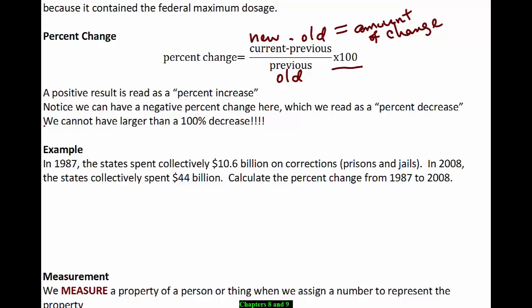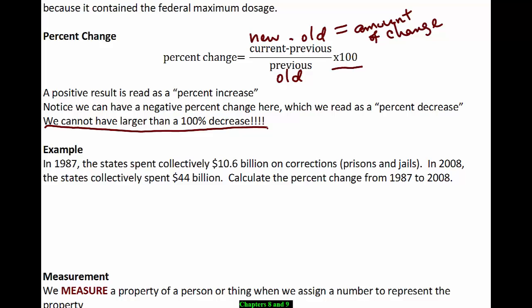Notice that we cannot have larger than 100% decrease. Mathematically, this is impossible, and also it doesn't make any sense. If I say I suffered a 50% decrease in my salary, we all know what that means. If I say that I have a 100% decrease, it basically means I got fired. I have no more salary. I took away all of it.